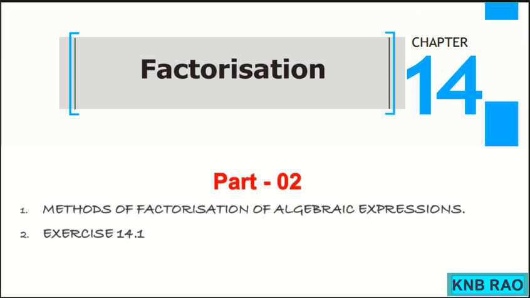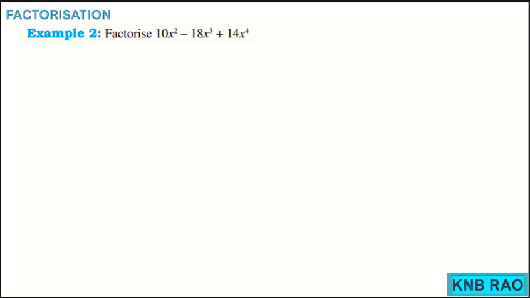Students, we solved in our previous session the first method of factorizing a given algebraic expression, that is by taking out common factor, and we solved example number 1. Now in today's session we will solve from example number 2.